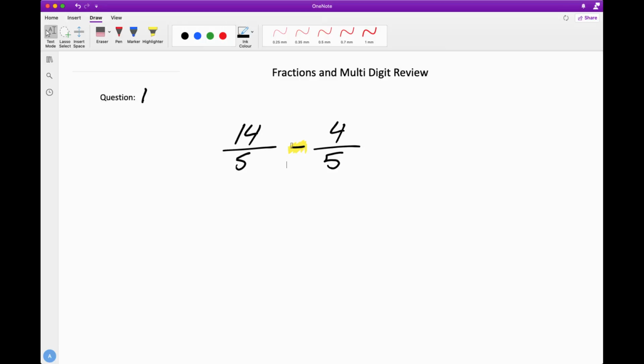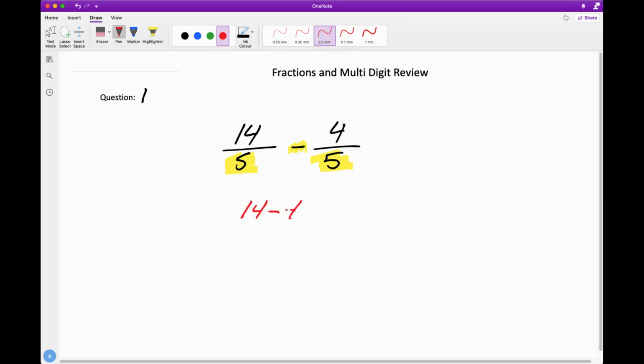Once we see it's adding or subtracting, the first thing we do is look at our denominators. Are they the same? And yes, they are. Once they're the same, we don't need to worry about manipulating or changing our fractions, and we can simply perform the operation on our numerators. So we can do 14 minus 4 over 5. 14 minus 4 is equal to 10, so we now have 10 over 5.